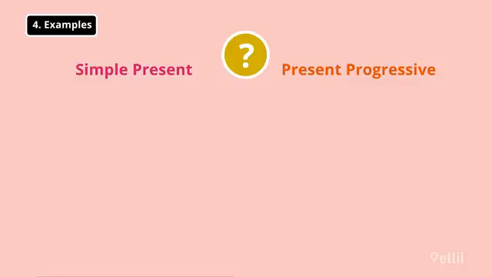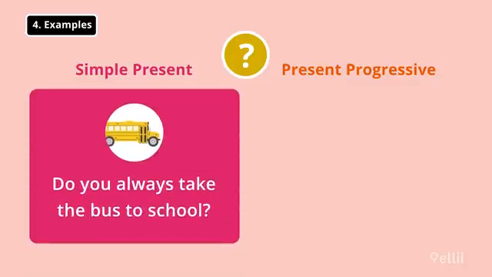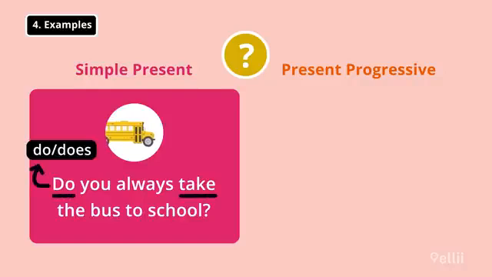Now let's look at some questions. Do you always take the bus to school? Just like with negative sentences, we need the auxiliary verb do or does to form a question in the simple present. Since the subject is you, use do with the main verb take.